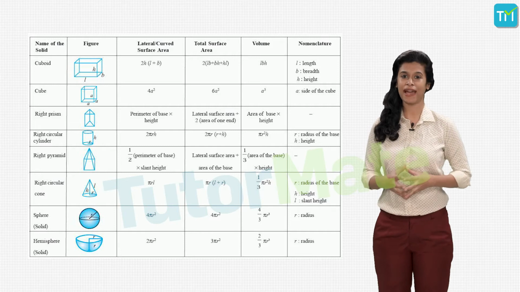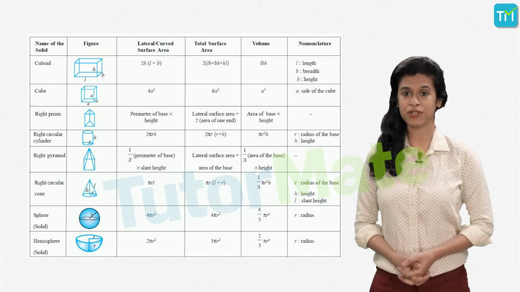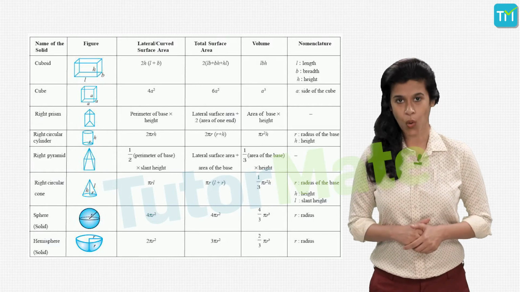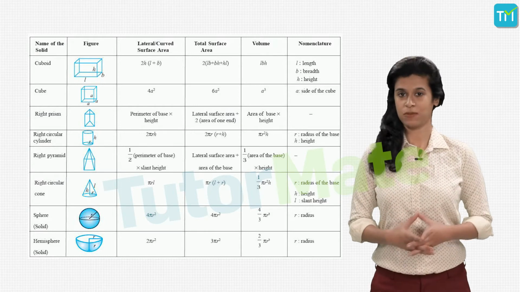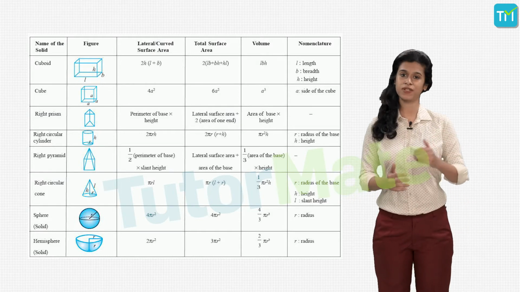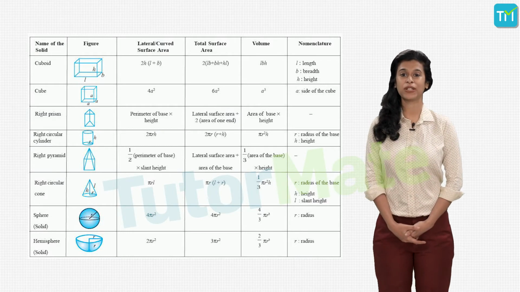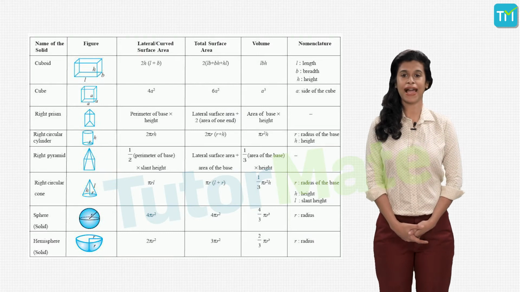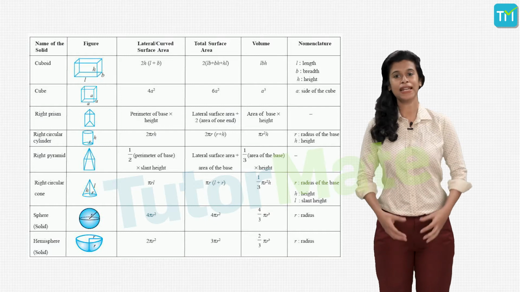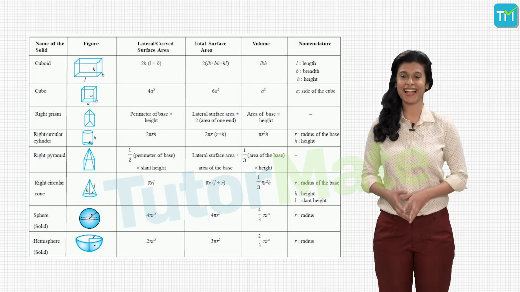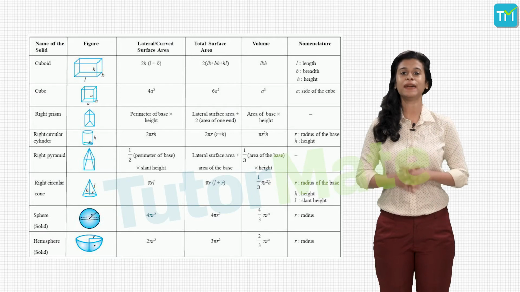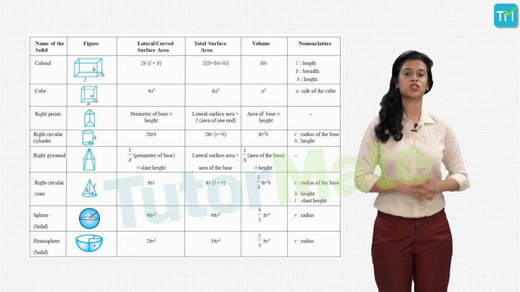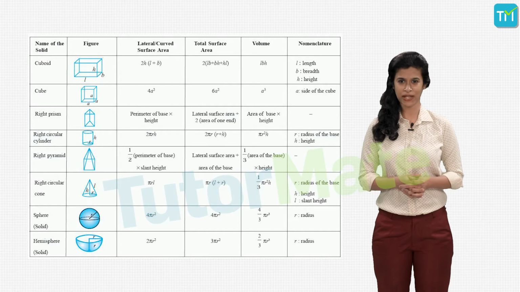Here the shapes that we have are the cuboid, the cube, the right prism, the right circular cylinder, the right pyramid, the right circular cone, the sphere and the hemisphere, which is nothing but half of a sphere. And we can see the formula to calculate the lateral surface area or the curved surface area, then the total surface area and the volume of all these shapes. Now, why don't you pause the video for a few minutes and note these down so that you have them with you when we are solving problems, okay? Now, using these formulae, we will solve a few real life problems. Are you excited to go?